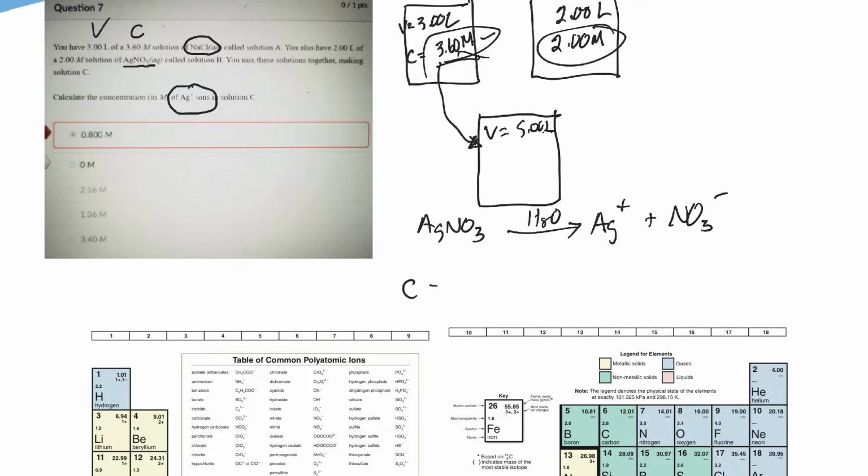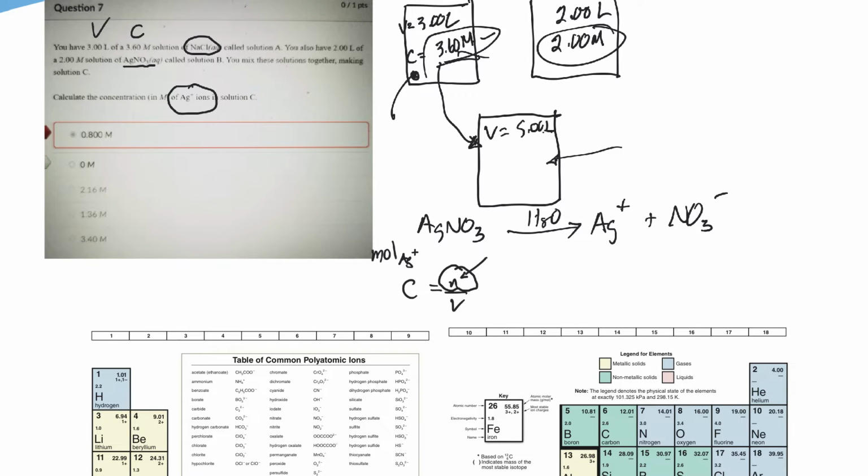So concentration is equal to moles over volume. And what I'm looking for is how much stuff, that's what moles are, is in this new beaker. Really, I'm just looking for how much silver is in there, and then I'll figure out with the new volume what the concentration is. But let's first figure out how many moles of silver ions I have.